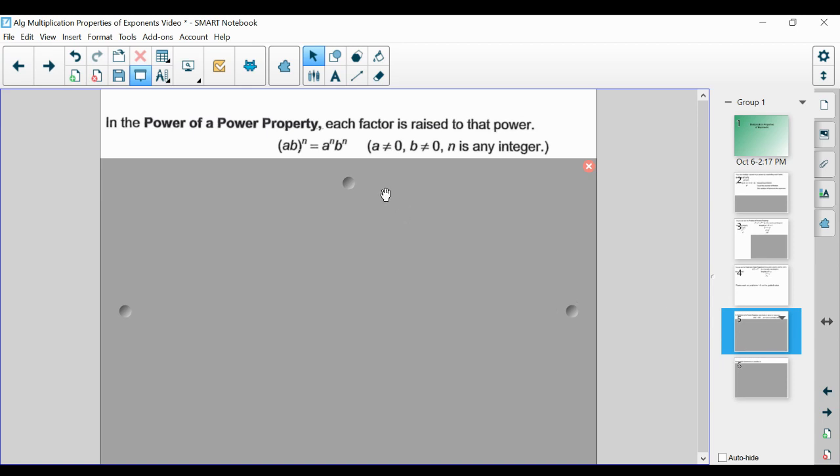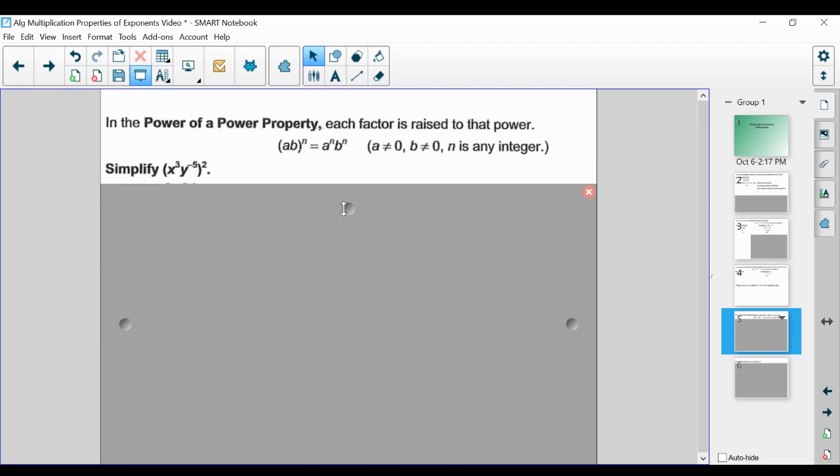Well, inside the set of parentheses here, we have 2 different bases. We have a and b, and all of that is getting raised to the nth power. So this is kind of where the distributive property comes in, but we're referring to strictly exponents. So ab, in parentheses, raised to the nth power, that n gets sent into all of the bases. So it turns into a to the nth times b to the nth.